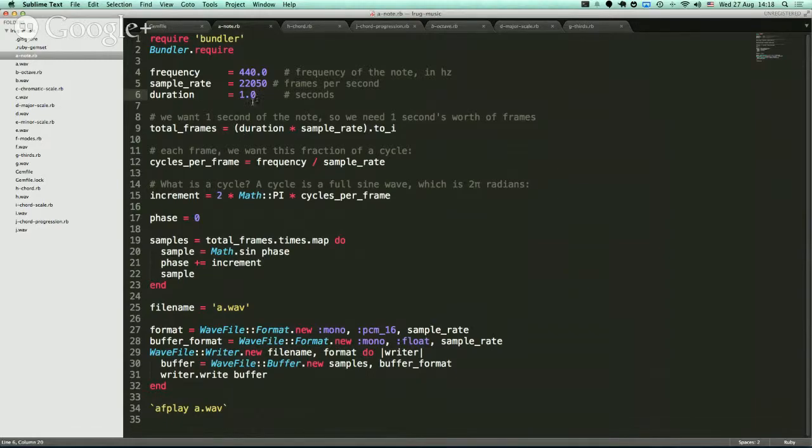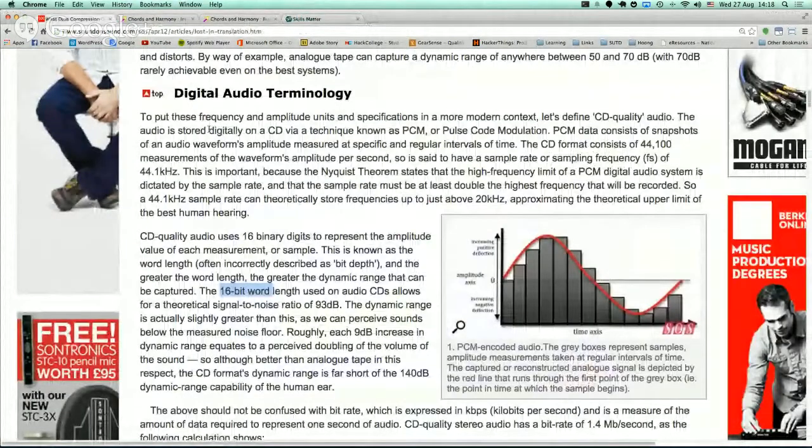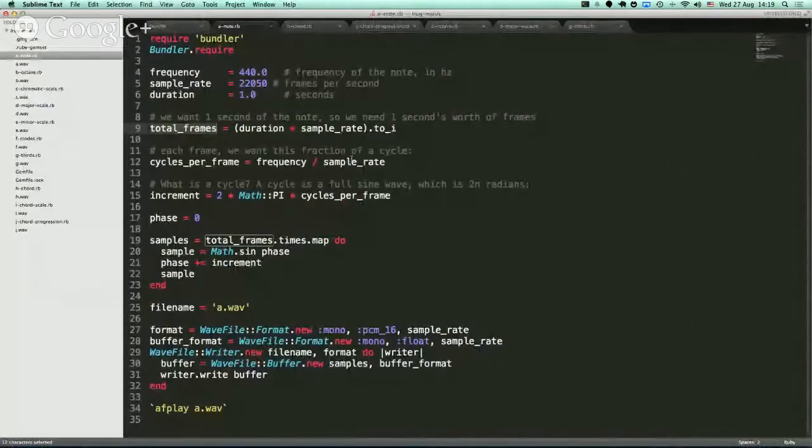So what's happening here is his total frames variable, which represents how many of these small time units he has in the total sound file. It's calculated by the total duration you want to play for, multiplied by the sample rate. Duration is in seconds, sample rate is frames per second, so that gives you the total number of frames for the whole wave file.